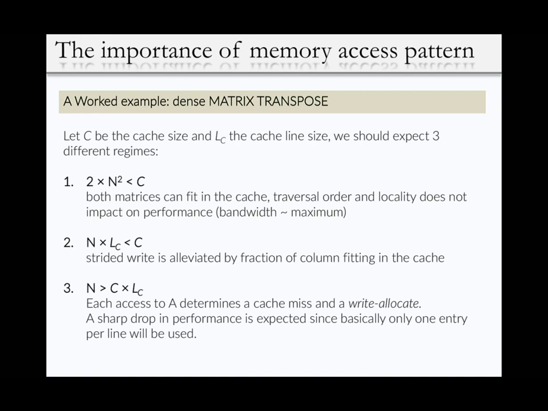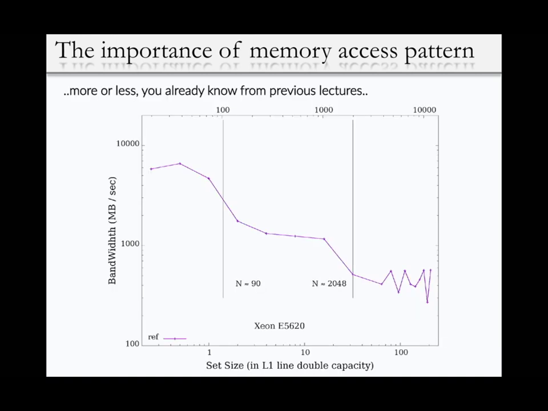matrices, and each access to the matrix to be transposed determines a compulsory cache miss and a write allocate. So these are three different regimes, and here is what you get. This is the bandwidth in megabytes per second. This is the size of the matrix, and this is the set size in units of L1 line capacity in terms of double. And you clearly see there are three different regimes.